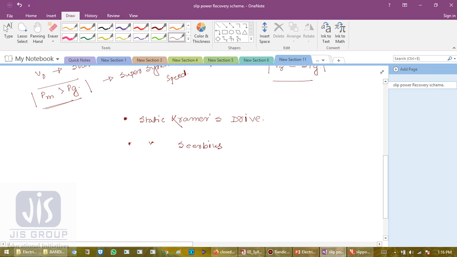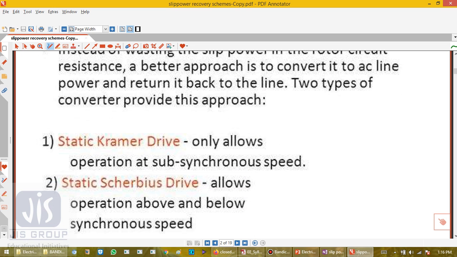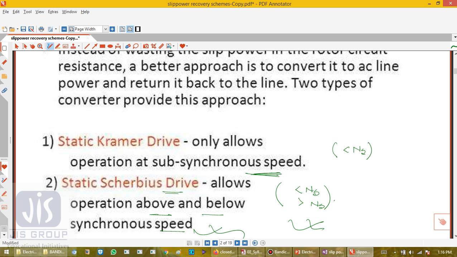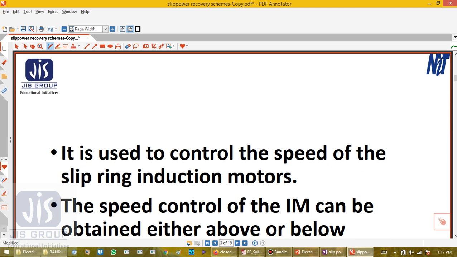Static Scherbius drive. Okay. So these are the two schemes which describe the slip power recovery scheme. Now static Kramer drives only allow operation at sub-synchronous speed, and static Scherbius drives allow operation both above and below synchronous speed. So it is both sub-synchronous as well as super-synchronous speed. This is the basic difference between static Kramer drive and static Scherbius drives. Okay.